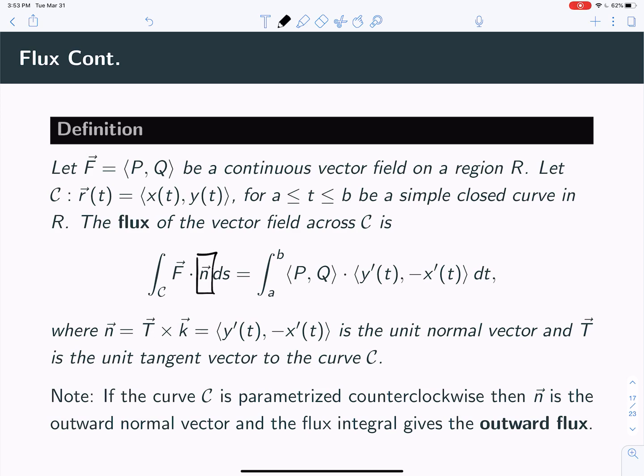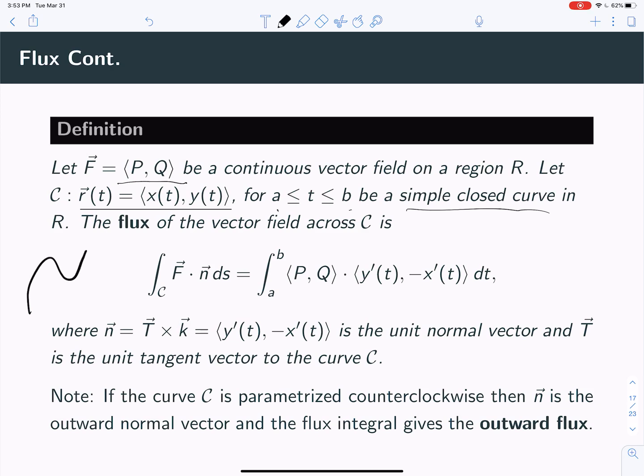And we're going to do this in 2 dimensions here. So let F be some vector field, okay? And r is my path, with time from a to b, a simple closed curve. The flux of the vector field across the closed curve is F dotted with the normal vector ds. And then you might wonder, well, how do you actually compute it? Because when we had the tangent vector, we could take the derivative. Well, now we need the normal vector.